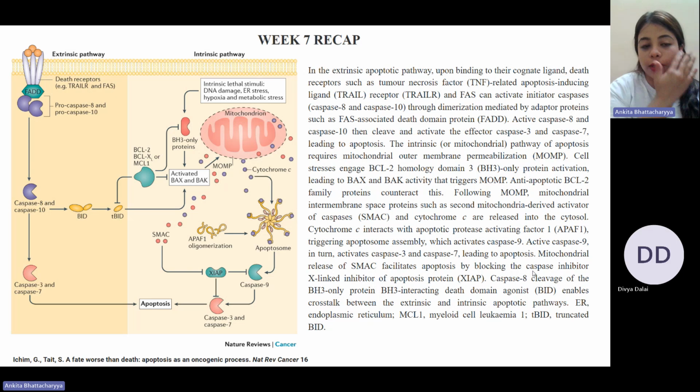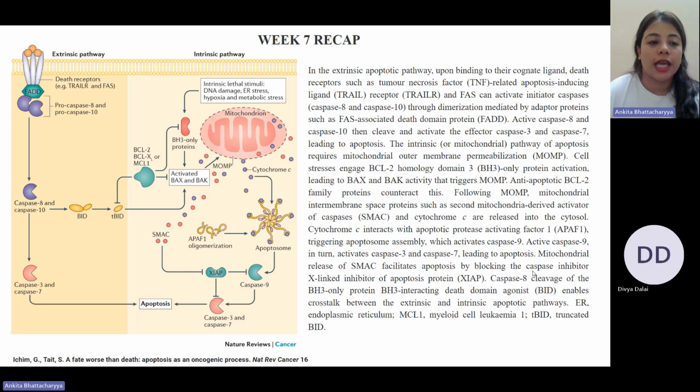This pro domain would be cleaved off, and they would form the active versions of these enzymes, caspase 8 and caspase 10. And this is mediated by the dimerization of the adaptor proteins, which is mediated by FADD, or Fas-associated death domain proteins. You can see the schematic representation on the left as well, that there's a death receptor to which the ligand is binding, and the downstream FADD, which is associated because of dimerization of the death receptors, is activating the procaspases into active caspases.